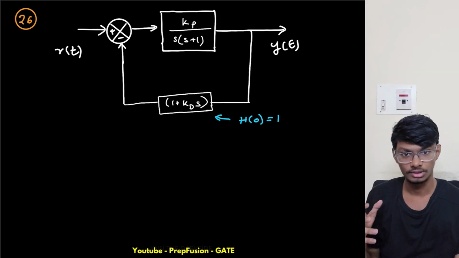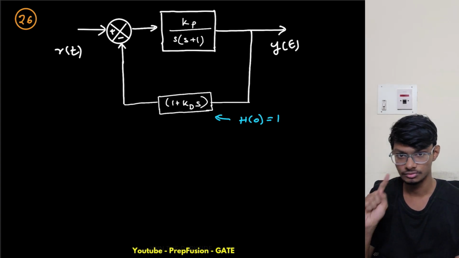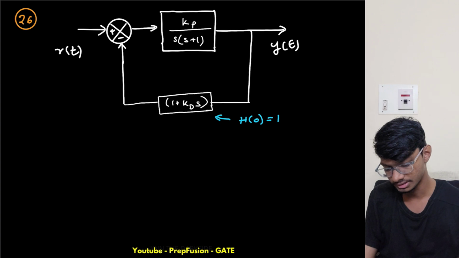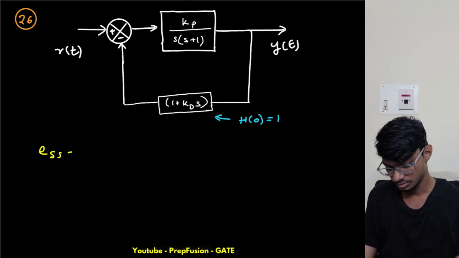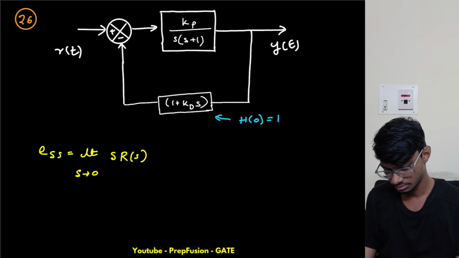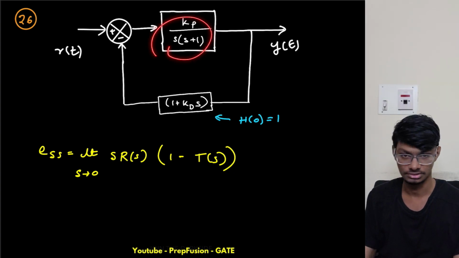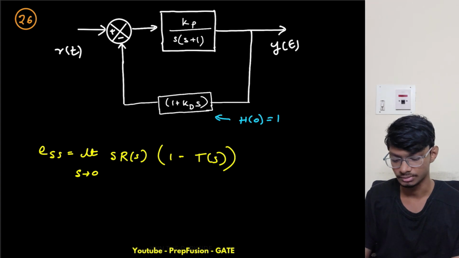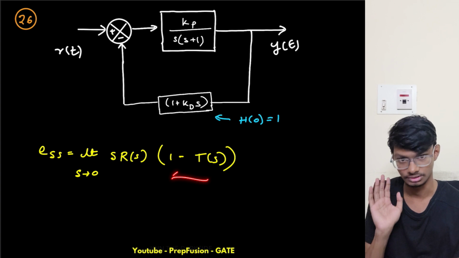So if my H of 0 is going to 1, then what can I say? I can simply use that error formula. So what will my steady state error equal to? So my steady state error E of ss equals limit s tending to 0 of s R of s into 1 minus transfer function, right? That I can use, because this is not unity feedback exactly, right? That's right. But this becomes unity feedback at s equals to 0. I can use that formula also, but let's use this.